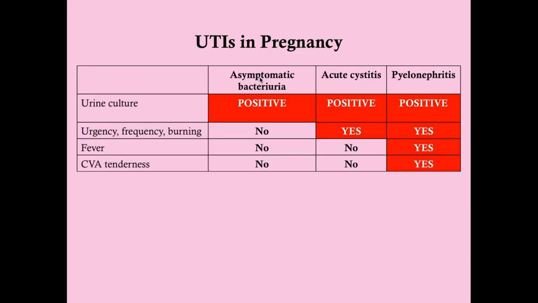Of course, with asymptomatic bacteriuria, are they going to have urgency, frequency, burning? Are they going to have fever? Are they going to have CVA tenderness? No, it's asymptomatic. So only the urine culture will be positive, everything else will be negative. So when you're getting that screening test, it'll be a surprise to her because she doesn't have any symptoms, but the urine culture comes back positive. Okay, so that is asymptomatic bacteriuria.